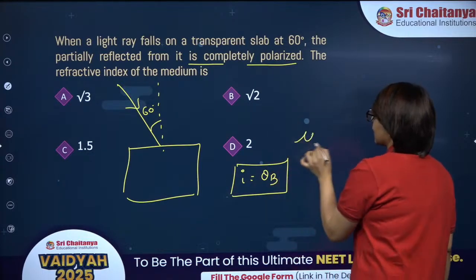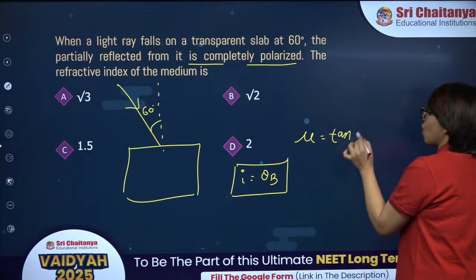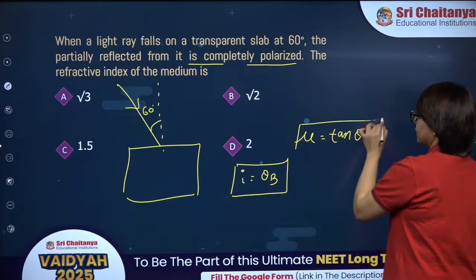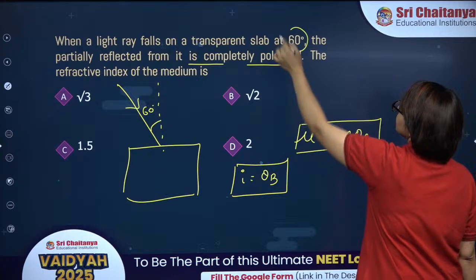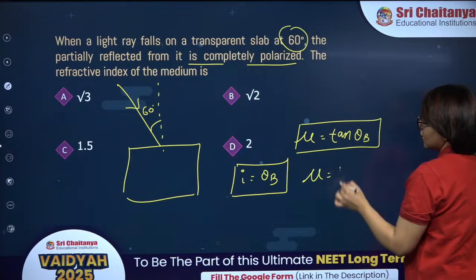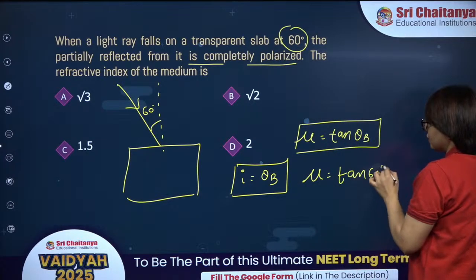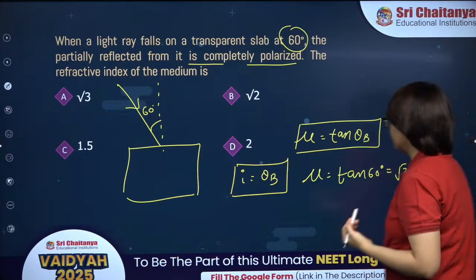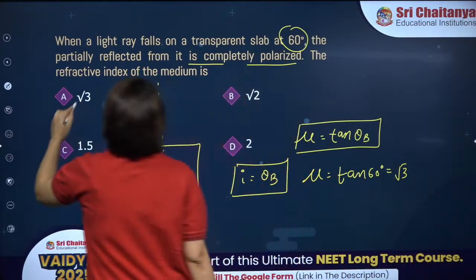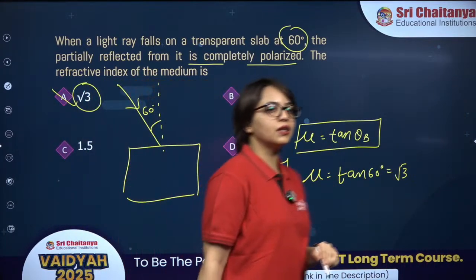And in that case, mu is equal to tan of Brewster angle over here. So what is theta? 60 degree. So mu will be tan of 60 degree. Tan of 60 degree is root 3. So over here, the refractive index of the material is root 3, which is option A.